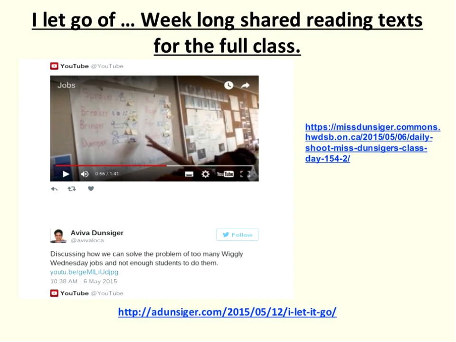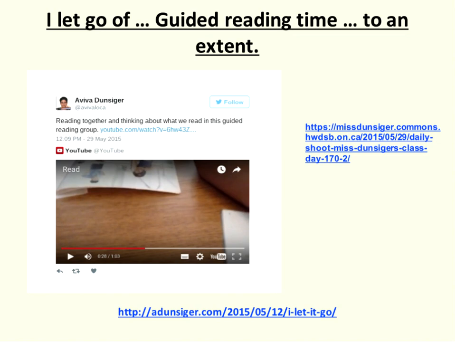I also let go of the week-long shared reading text for the full class. I found that, again, it wasn't necessarily targeting where everyone was at. So instead, we looked at different ways that we could do shared reading: some small group shared reading, as well as shared reading that could happen during the day, and not necessarily the week-long text that we kept re-exploring but really wasn't meeting everyone's needs.